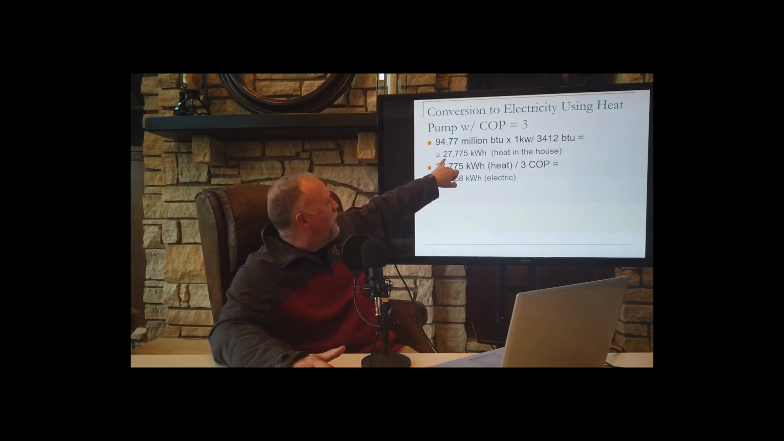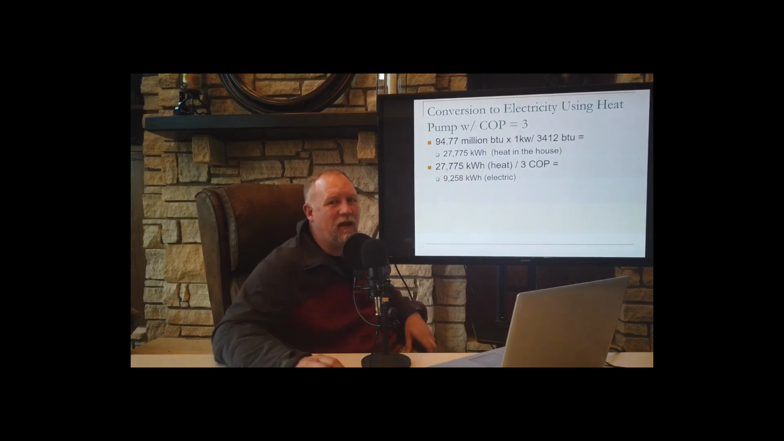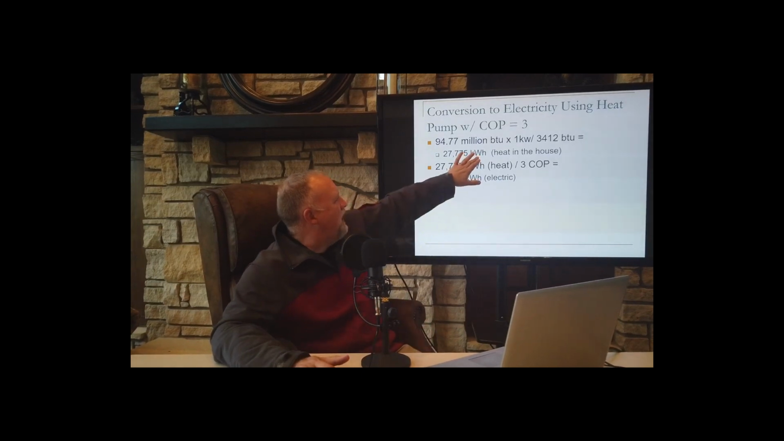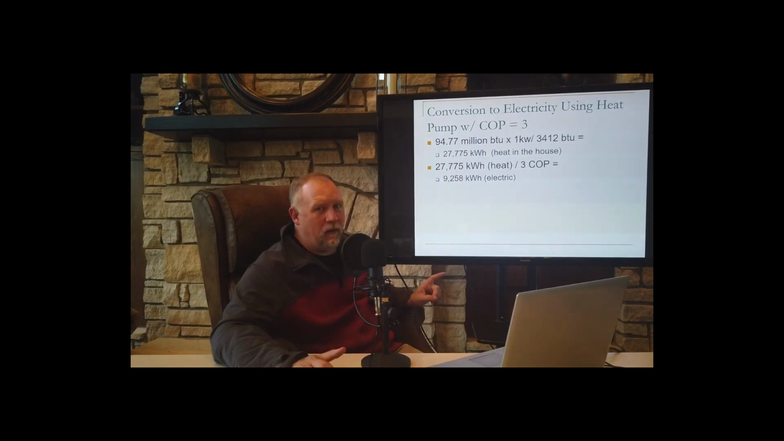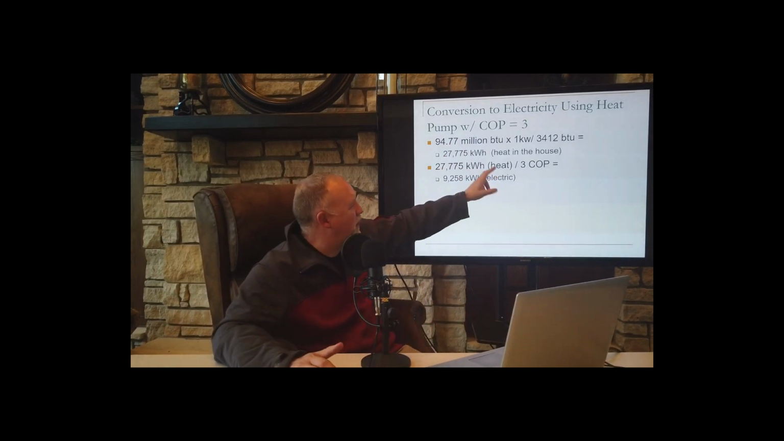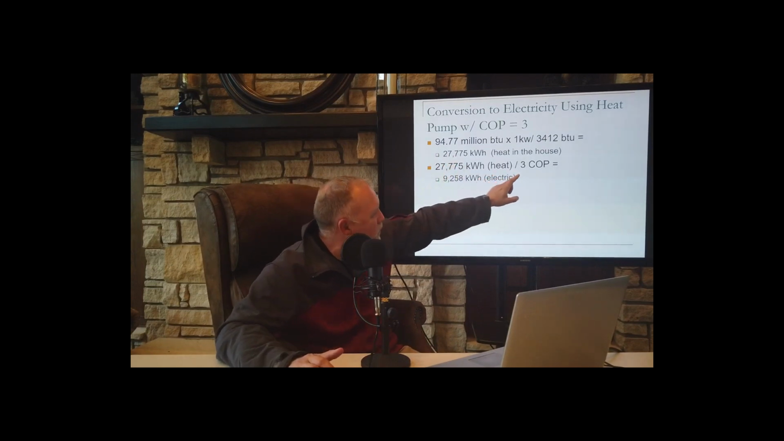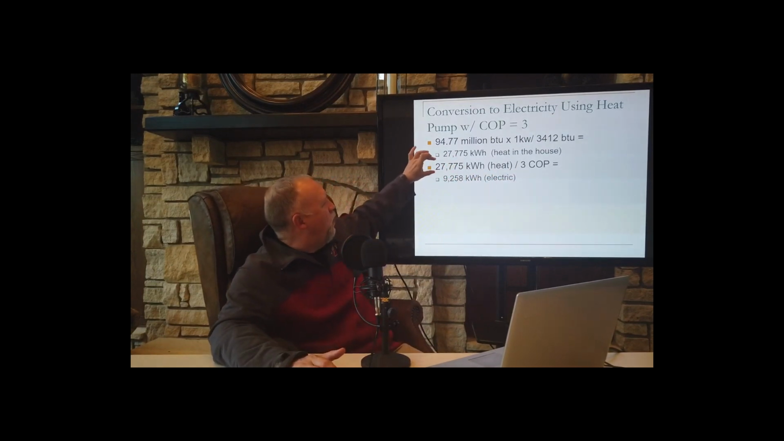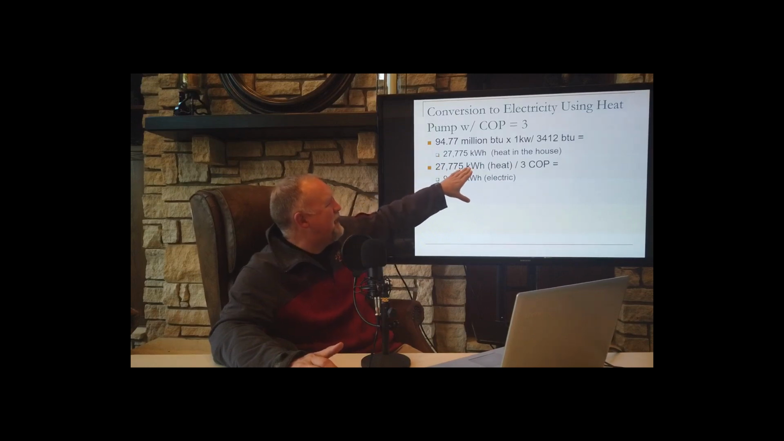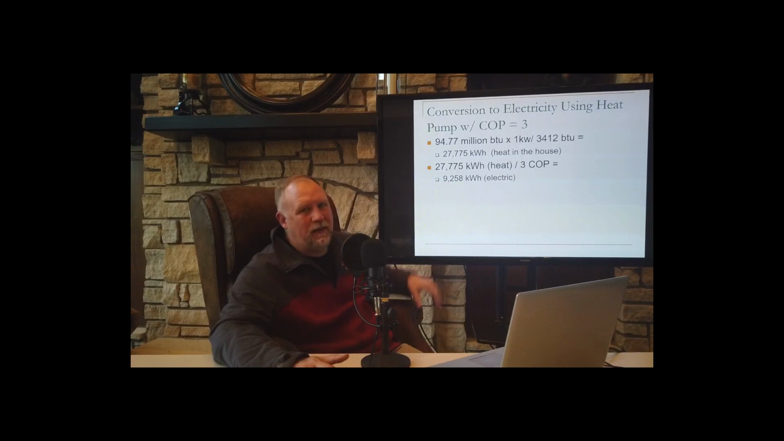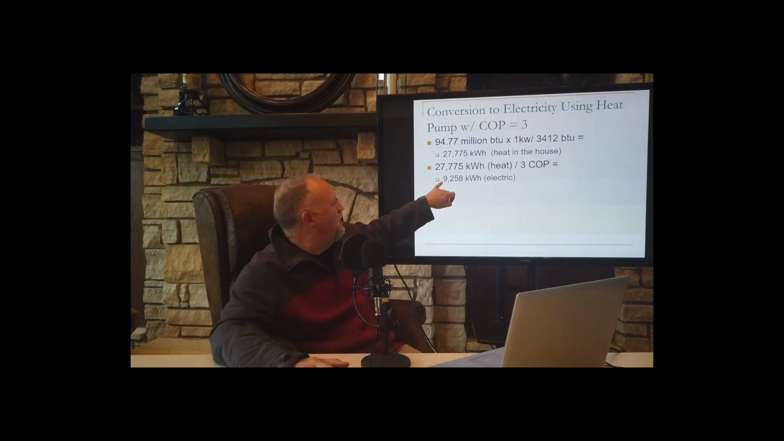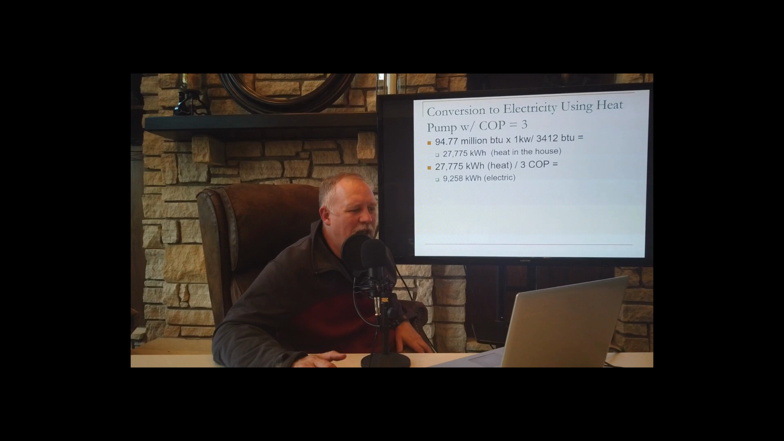So doing this conversion, we got 27,775 kilowatt hours of heat in the house. That's the same quantity as this in million BTU. Now, the heat pump would have a coefficient of performance of 3. That means if I wanted that 27,000 kilowatt hours of heat in the house, I'd have to consume a third of that in kilowatt hours of electricity. So to get this much heat in the house, I had to consume 9,258 kilowatt hours of electricity.